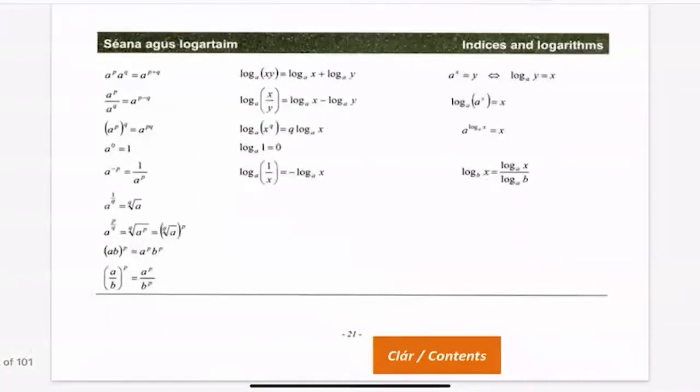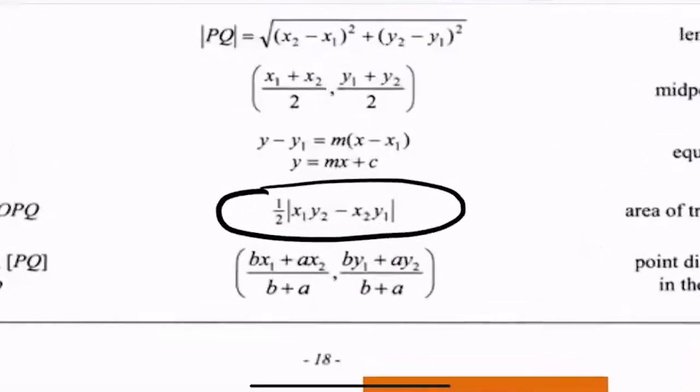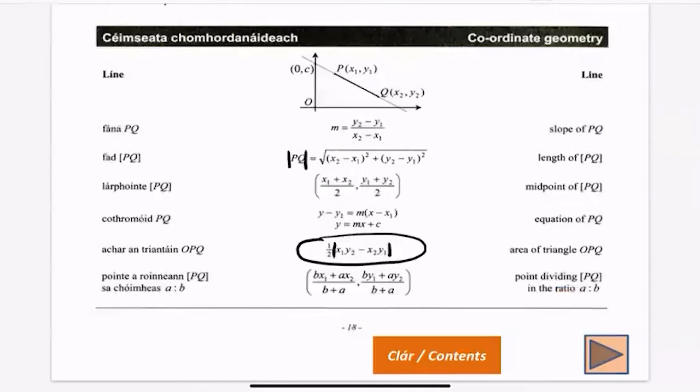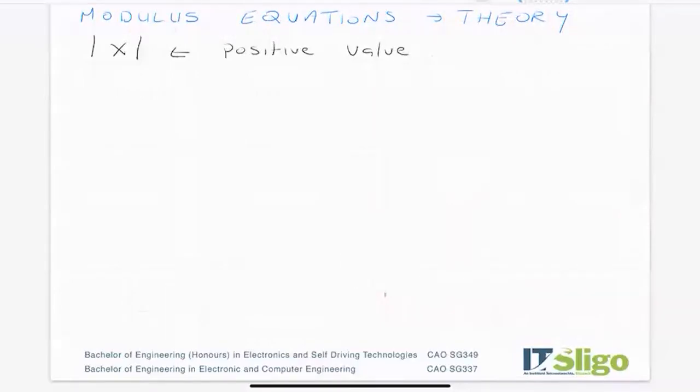Okay, and if I go back to coordinate geometry here, whatever page that's on, you will see just there on area, do you see the two lines here and here? Again, signifying the modulus, just like it's here on the distance or the length of a line formula. Okay, so they are two, I suppose, of the more common places where we just take the positive value. So what does it mean? Well, it means that if I have the modulus of 10, for example, that's 10. If I have the modulus of minus 10, that's also 10. Okay, we just take the positive value.